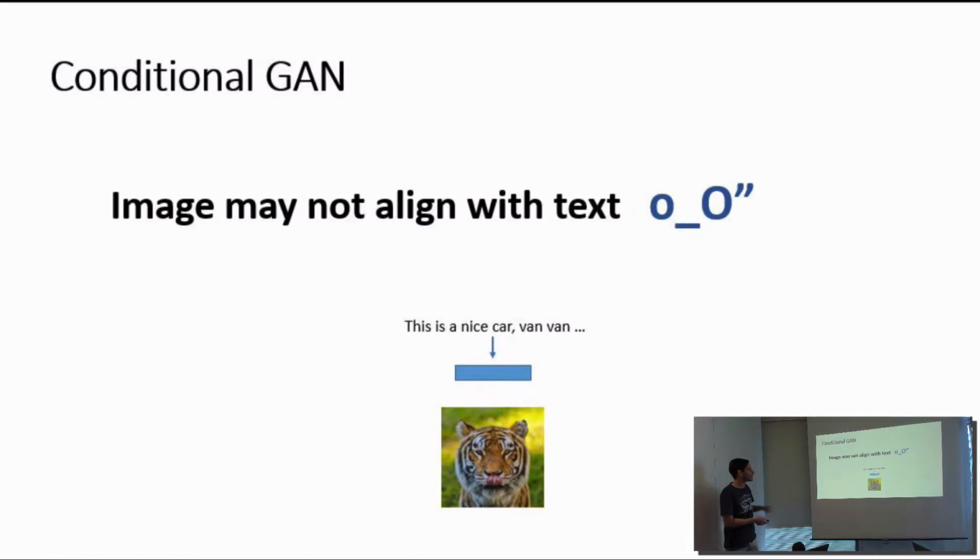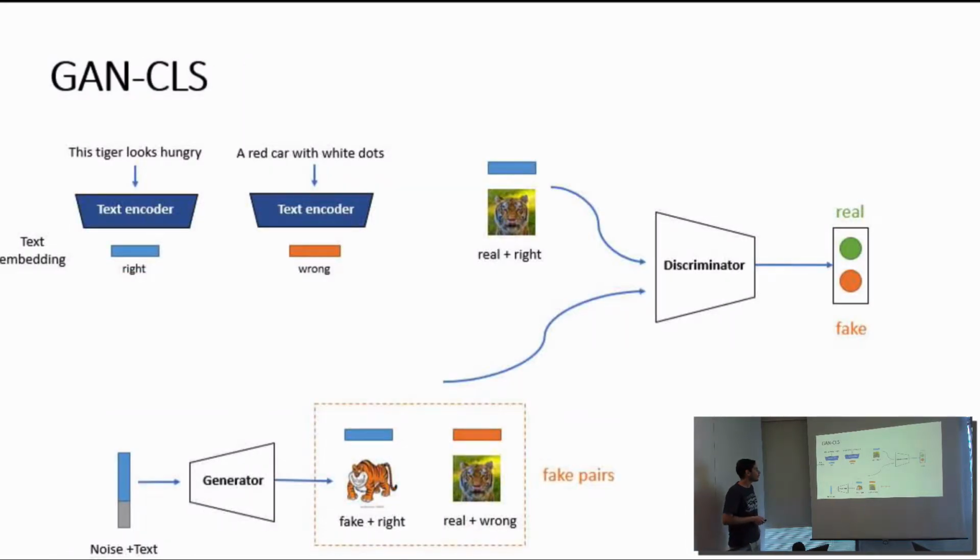So in order to fix this, the authors proposed to alter this architecture a little bit. Now, what is the principle? The principle is to train the discriminator to align text with images. That's the whole idea. The way they solve this is very simple.